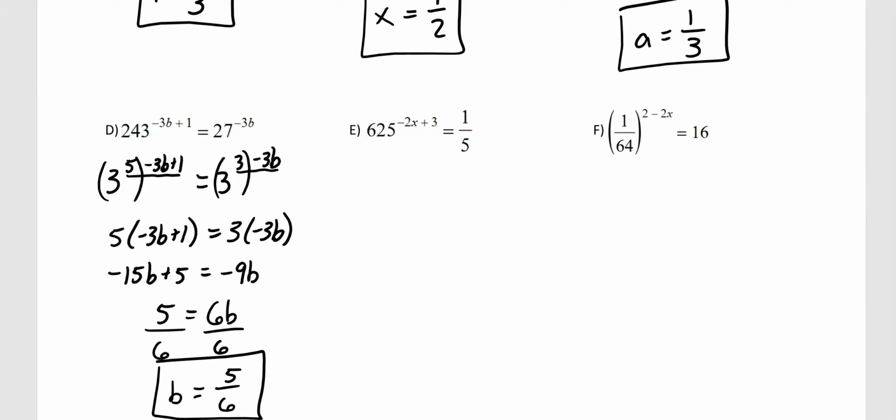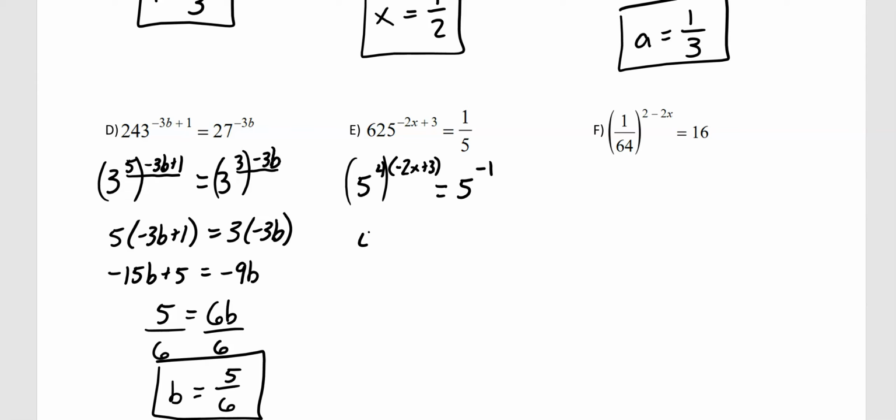Beautiful. All right. Ooh, a good fraction. We haven't talked about those yet. So I see here I have 1 over 5. Well, I know that, remember, that means I must have a negative exponent. 5 to the negative first is 1 over 5. Now 625, we should know that 625 is 5 to the fourth. So I would have 5 to the fourth to the negative 2x plus 3 equals 5 to the negative first.